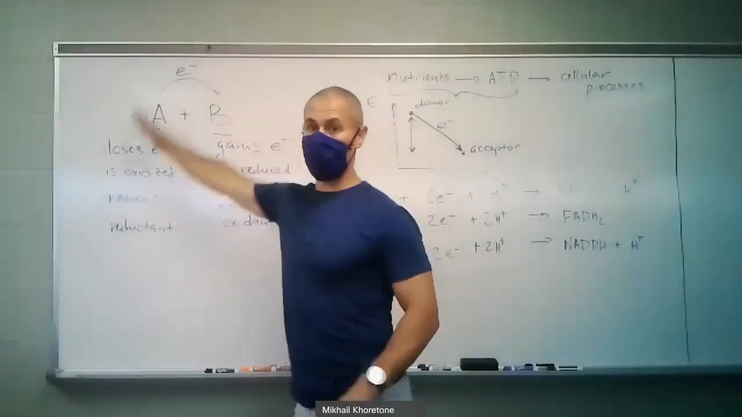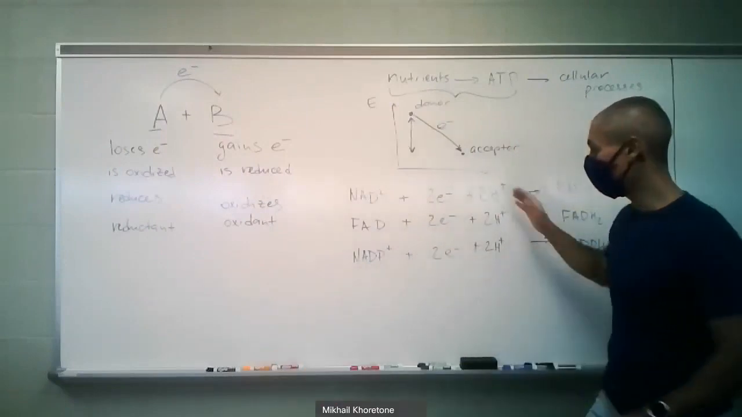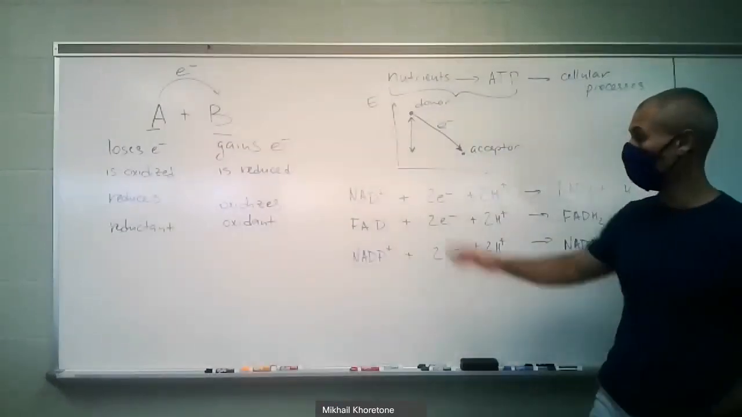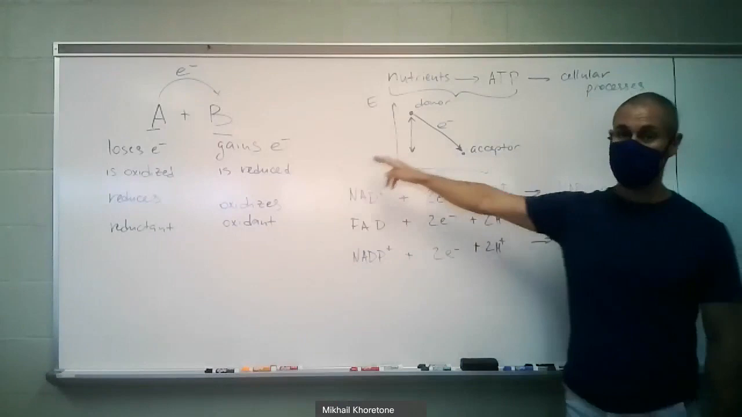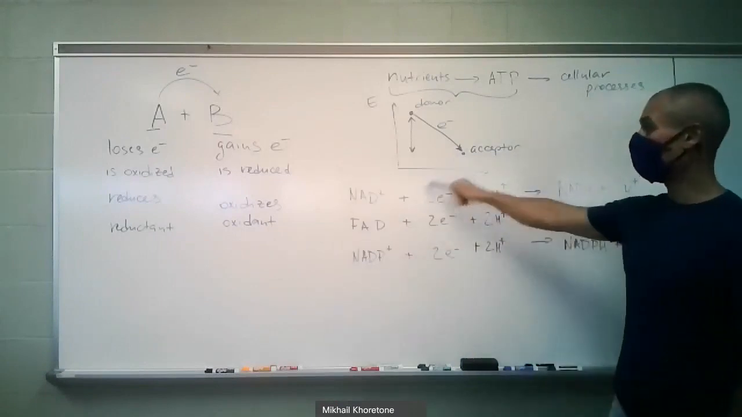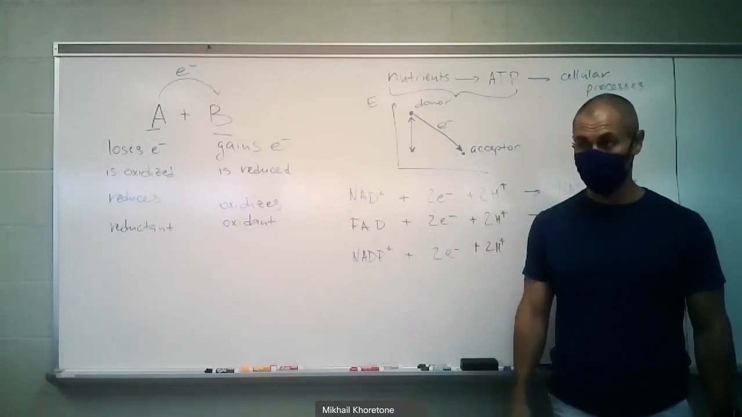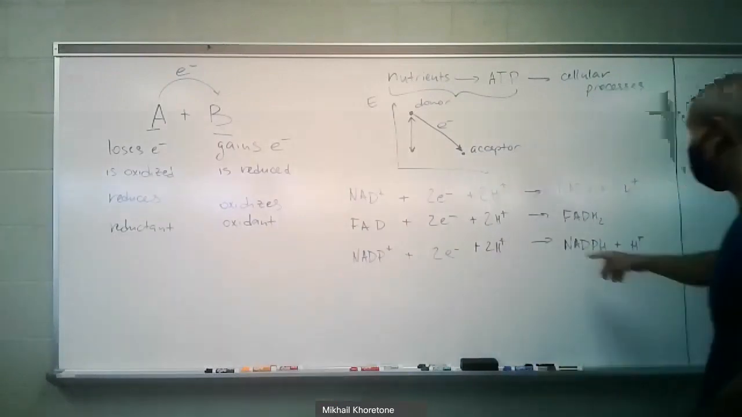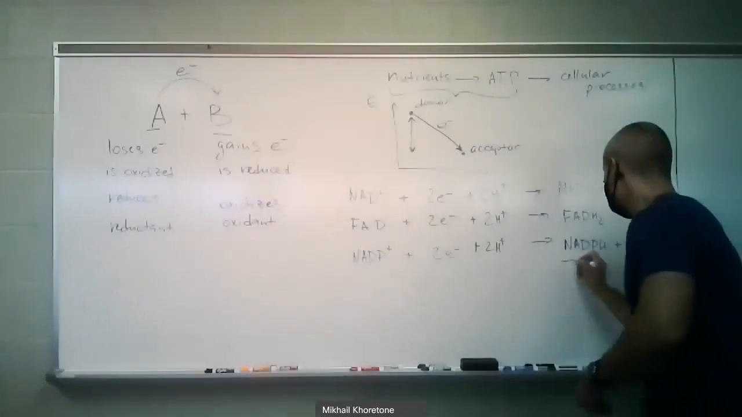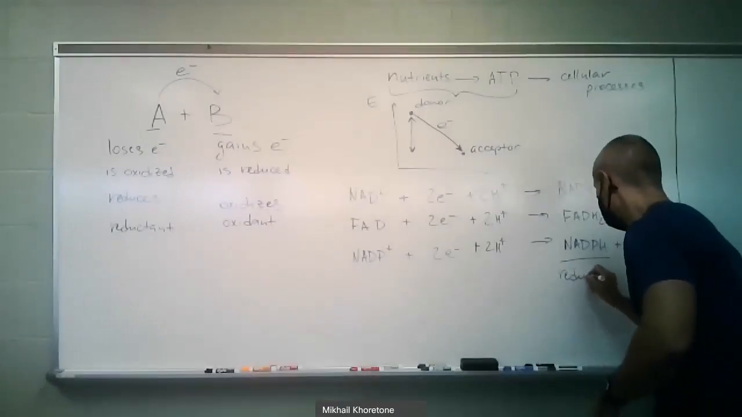Now, look at what's written here. Look at what's happening here and tell me, when these electron carriers gain electrons, they are what? Reduced. So these are reduced forms.